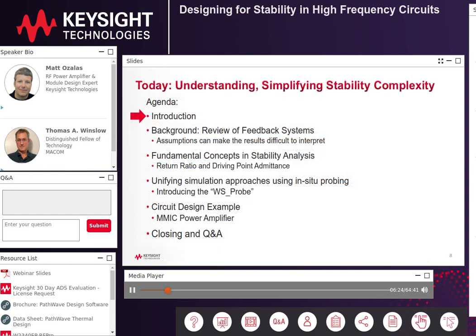So here's the agenda. The big goal is to help you understand and simplify stability analysis complexity with the Winslow probe. But before we get there, you'll have to have some background so that you can appreciate the power of this technique that we're going to show later. We'll start with a review of feedback systems and see how assumptions and simplifications in the theory can lead to results which aren't always rigorous. And from there, we'll go back to fundamentals to try to understand what is rigorous in terms of approaches. And then we'll show you how you can effectively apply multiple approaches at once using a simple probe that gives bidirectional impedances inside your circuit, and then we'll show an example of how to use the technique on a real circuit design. So let's get to it.